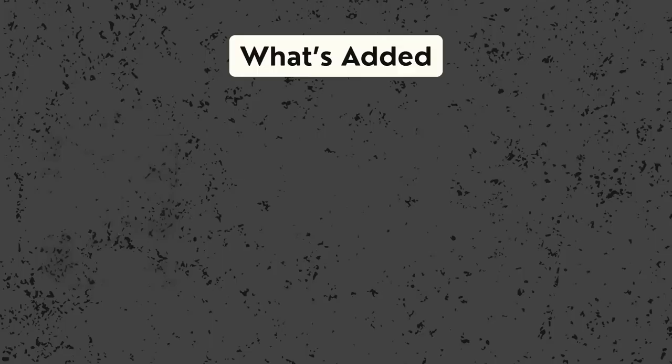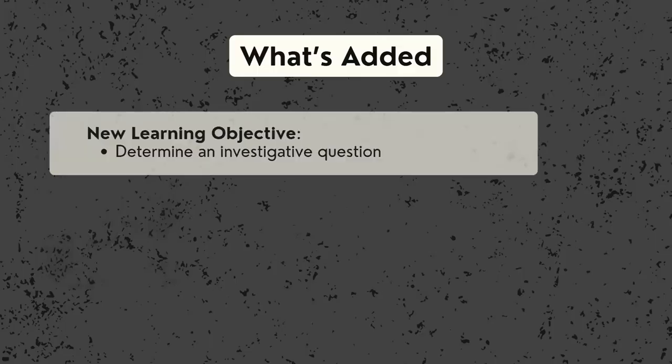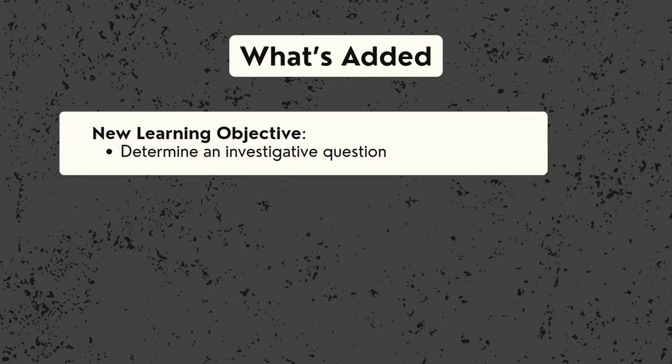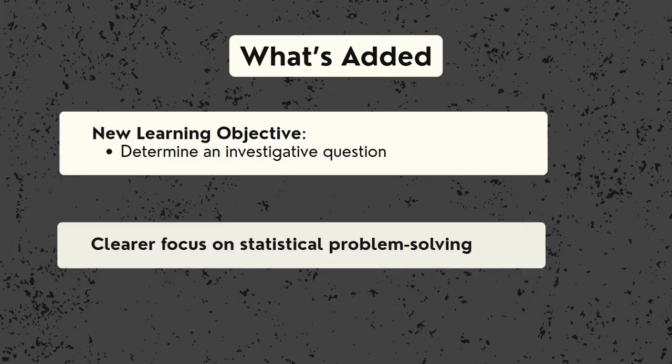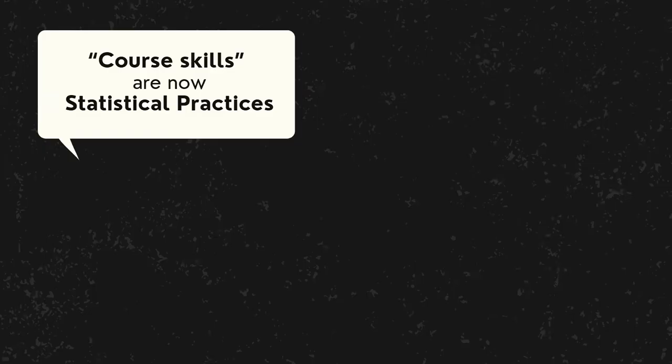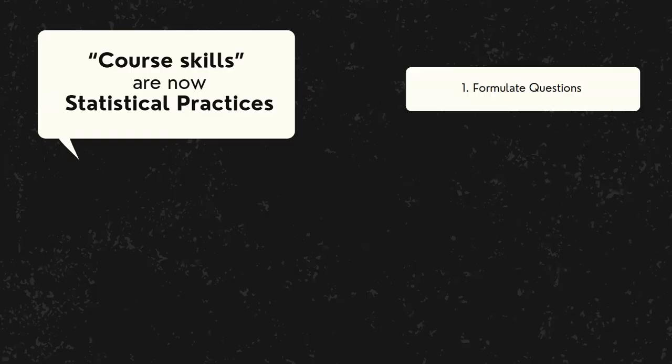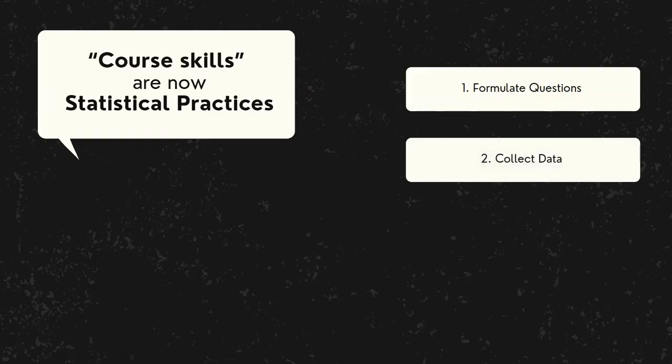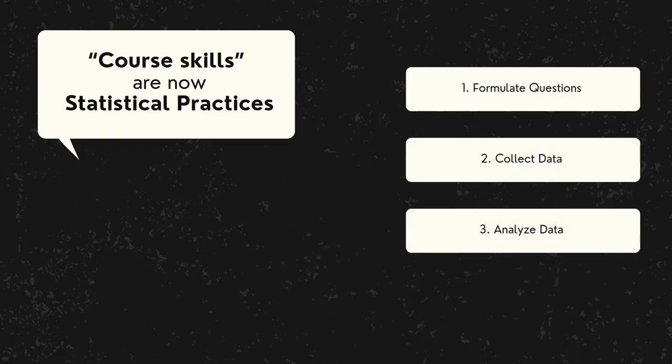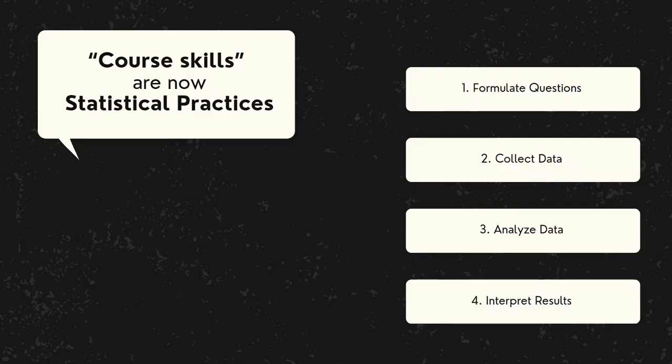Now, there are some things being added. First is there is a new learning objective, which is determine an investigative question. And there is going to be a clearer focus on statistical problem solving. Another change is that what was previously referred to as core skills are now going to be referred to as statistical practices. The 4 of those are 1, formulate questions, 2, collect data, 3, analyze data, and 4, interpret results. These are the core habits of statistical thinking, and they'll now shape both instruction as well as assessment.